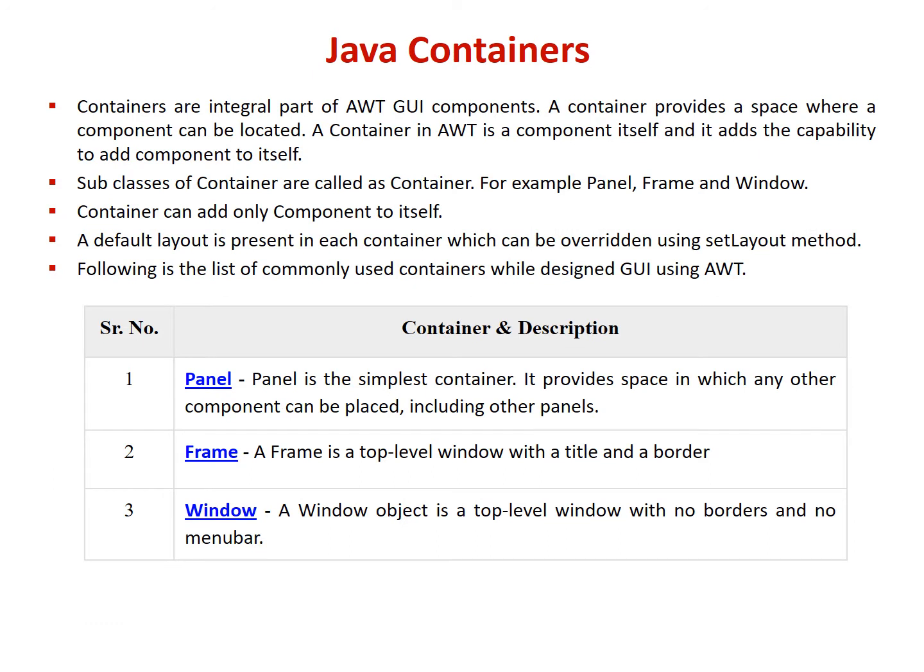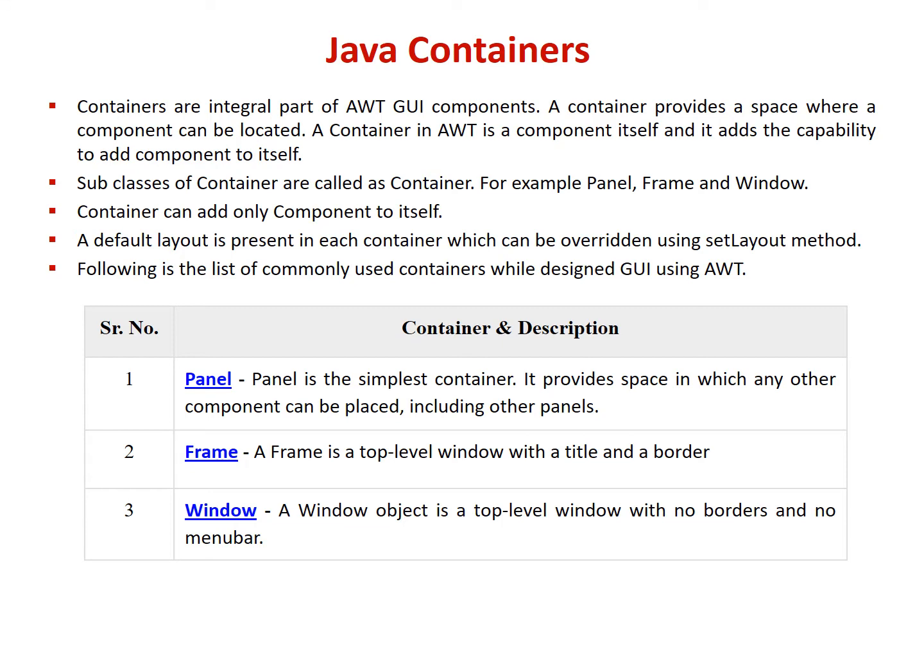Java containers. Containers are an integral part of AWT GUI components. A container provides a space where a component can be located. A container in AWT is a component itself and it adds the capability to add components to itself. Subclasses of container are called containers, for example, panel, frame and window. A container can add only components to itself.